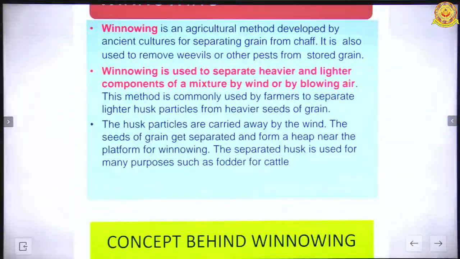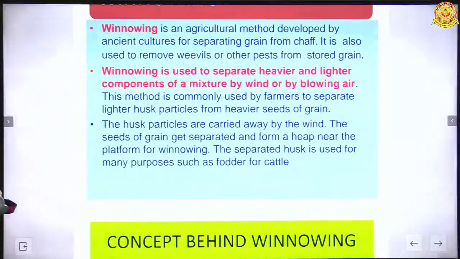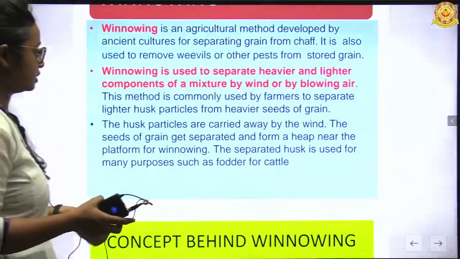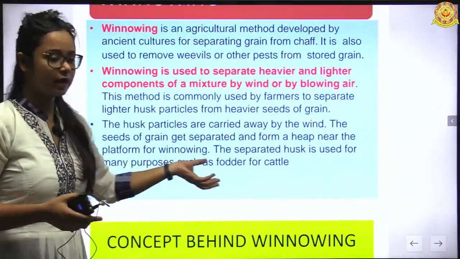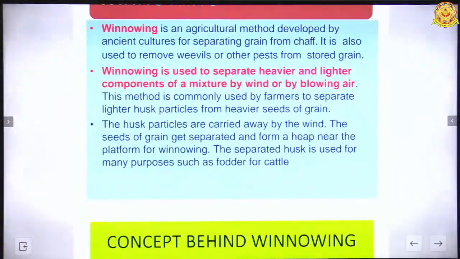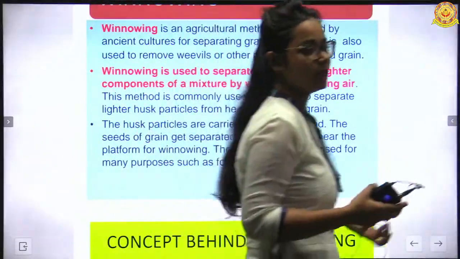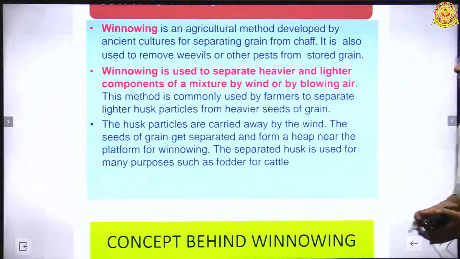The seeds of grain get separated or form a heap near the platform for winnowing. The separated husk is used for many purposes such as fodder for cattle. Now the cover of the leaves, as I told you, what is winnowing? This is to separate the heavier and lighter substances. Now what is the use of that fodder? That lighter substance is useless for us, but we can use this as a fodder for cattle. For example, for cow, for horses, they eat them. They use this as a fodder only.